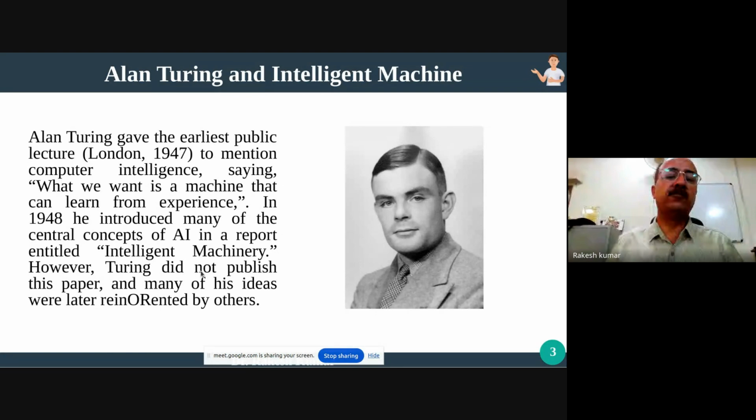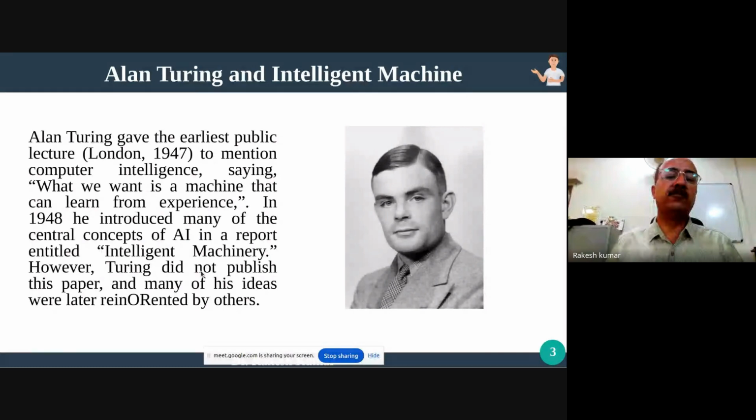At that time, in 1947, computers were not that powerful, yet he proposed an algorithm to play chess. In 1948, he introduced many of the central concepts of AI in a report entitled Intelligent Machinery. However, Turing did not publish this paper, and many of his ideas were later reinvented by others.